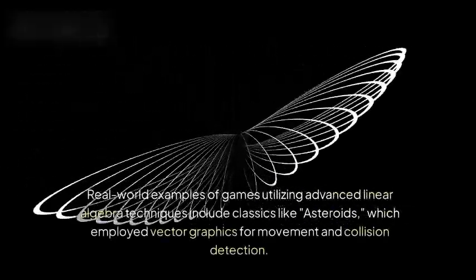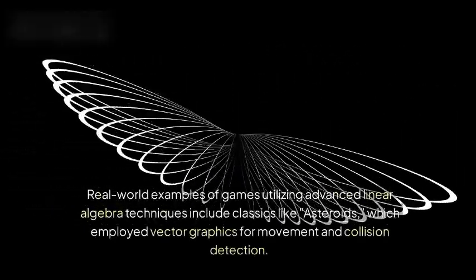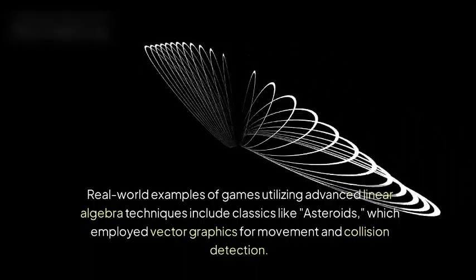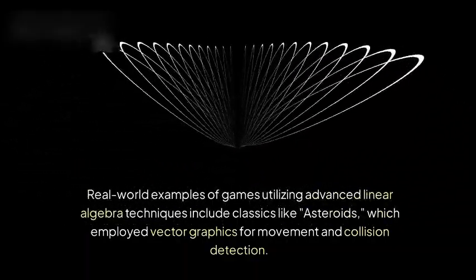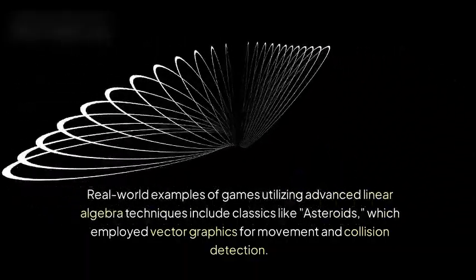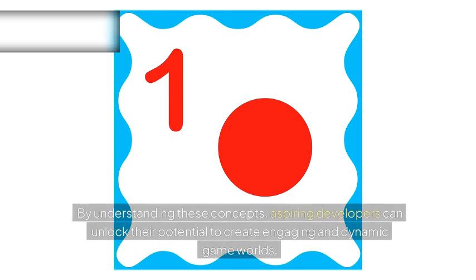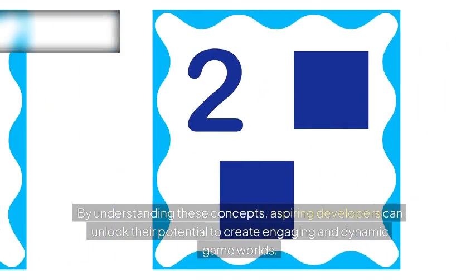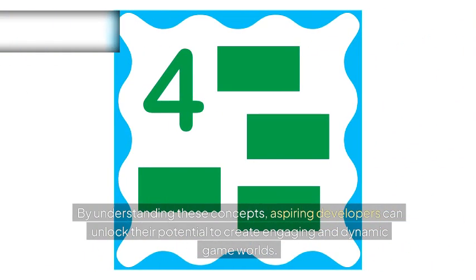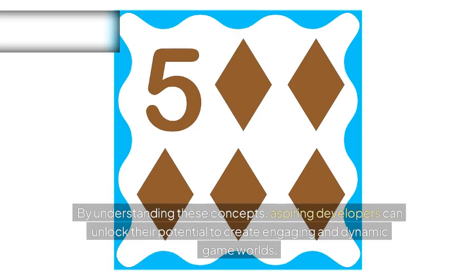Real-world examples of games utilizing advanced linear algebra techniques include classics like Asteroids, which employed vector graphics for movement and collision detection. By understanding these concepts, aspiring developers can unlock their potential to create engaging and dynamic game worlds.